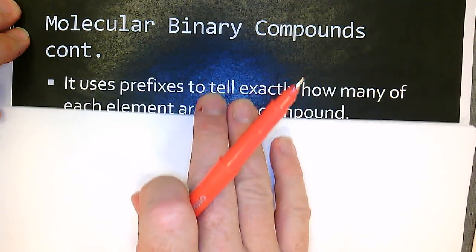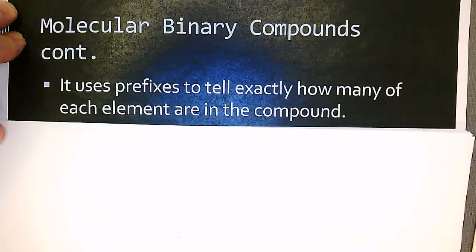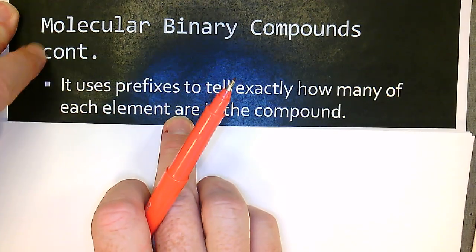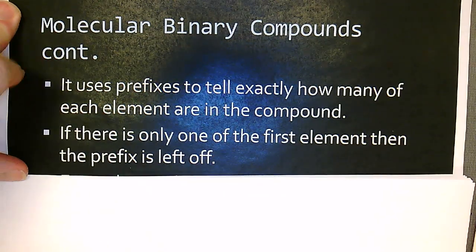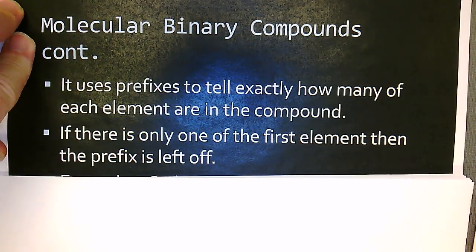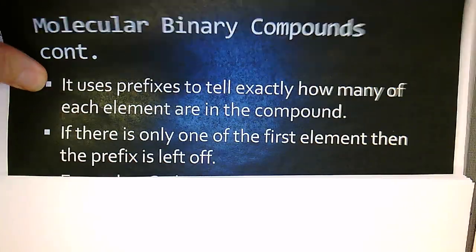Molecular binary continued. These are simpler than the binary ionic because we don't have to worry about charges or doing any math. They're going to use prefixes to tell us exactly how many of each element is there. One caveat: if there's only one of the first element, they just leave the prefix off and name the element. They still change the ending of the second one to IDE. It's kind of weird. I don't know why.